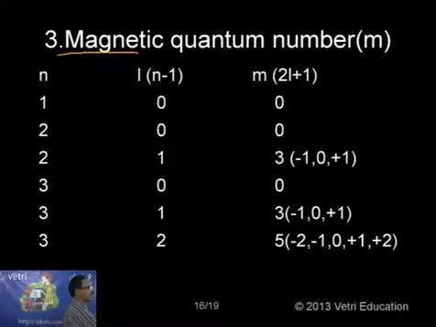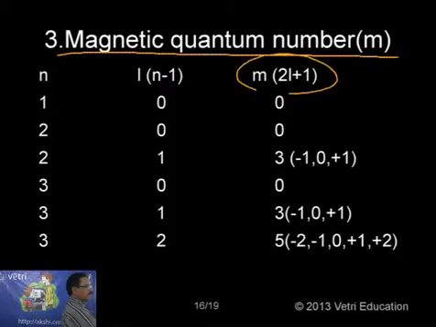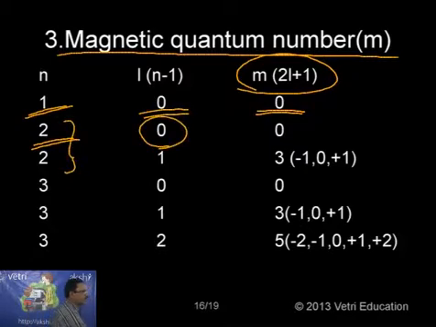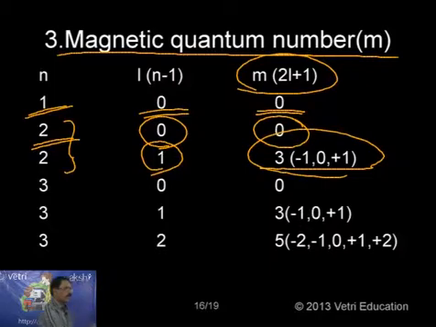Let me give some more information. This is the list I have given. Under the magnetic quantum number m, we know the formula: number of values equals 2l plus 1. When n equals 1, the corresponding l value is 0. What about the m value? 2 into 0, plus 1, is only one value, that is 0. The same way, when n equals 2, l can be 0, which again gives m equal to 0. For the other, l equal to 1 gives 3 values: minus 1, 0, plus 1, that is from minus l to plus l, including 0.